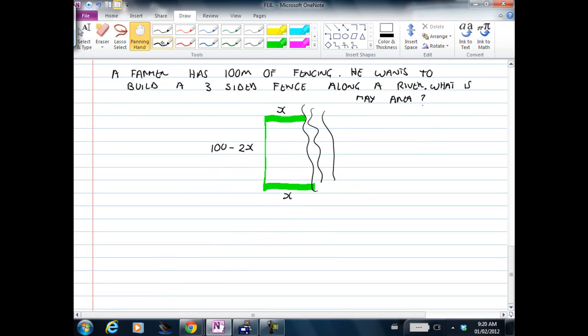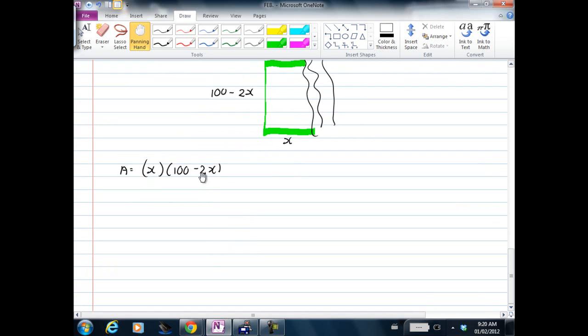So look at what I'm going to do. I go area equals x times 100 minus 2x. I didn't need to divide by 2 because this side is missing. The rest you can figure out on your own. Okay, so go for it. Take a few minutes, just work this out on your own. So this will be, I'm going to write this in order: negative 2x squared plus 100x.